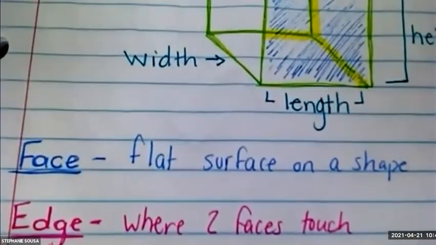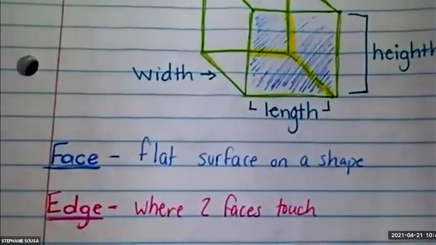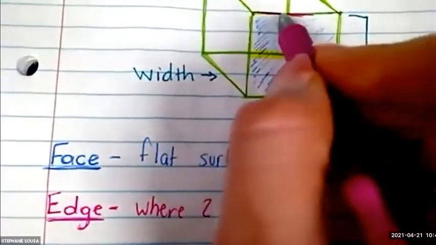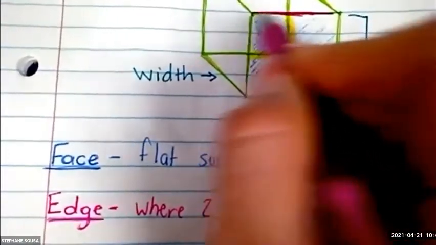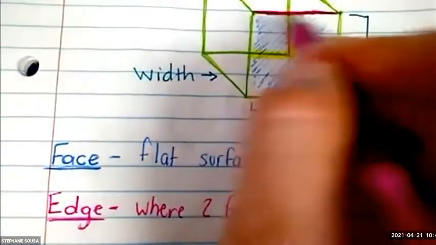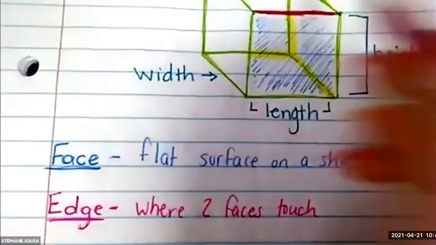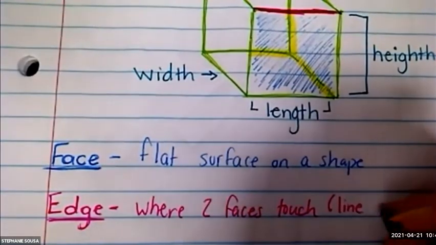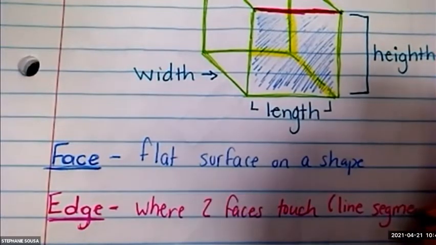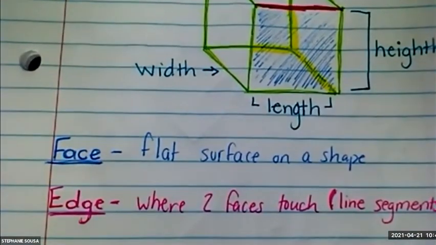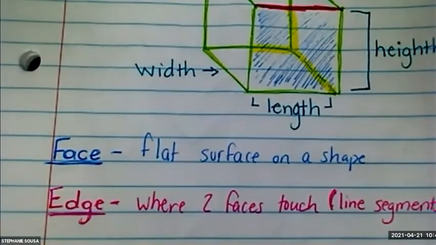So an example of an edge on our cube can be found here. This is where 2 faces touch. The top face and the front face are touching along this line segment. So edges are often line segments. Okay, so typically when you see a line segment on a 3-dimensional shape, that is an edge.